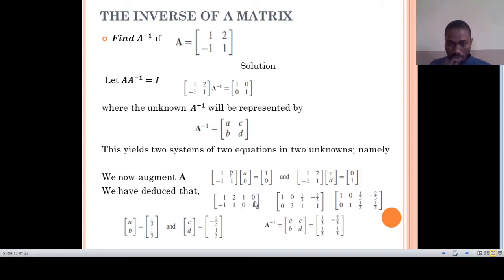I gave you the example of an augmented matrix earlier. Go back to where we began. You will see what the augmented matrix is.